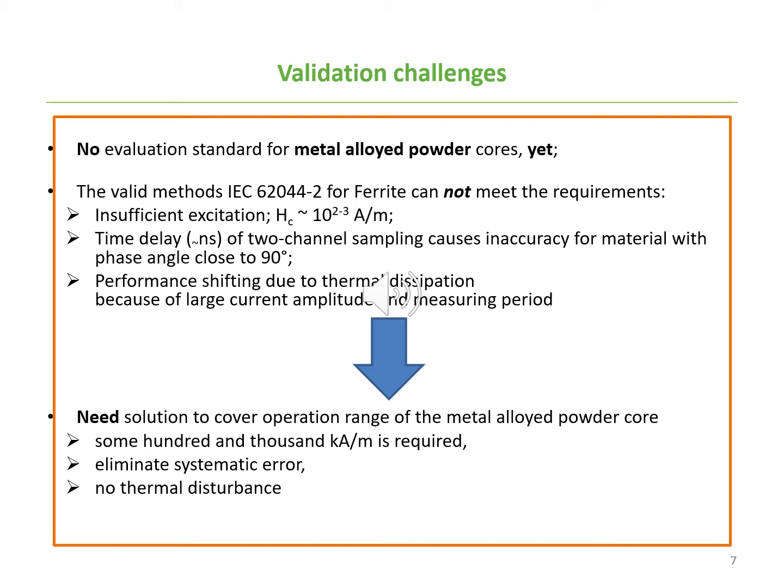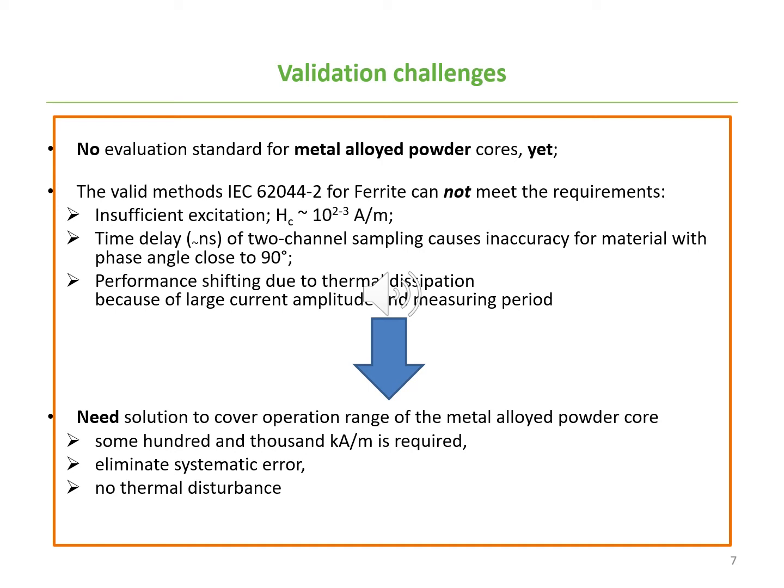The origin of ferrite is rooted in coercivity lower than double-digit amps per meter. Therefore, the small signal measurement can be performed by the ACR bridge. That's not the case for metal alloy powder core.